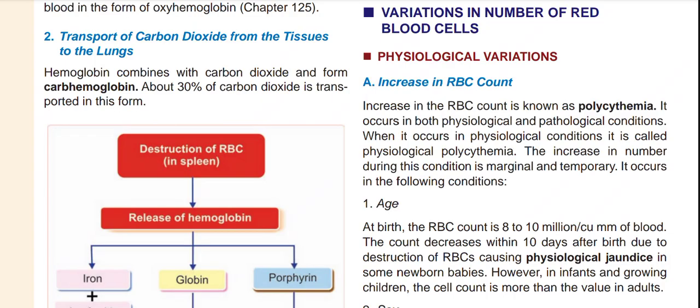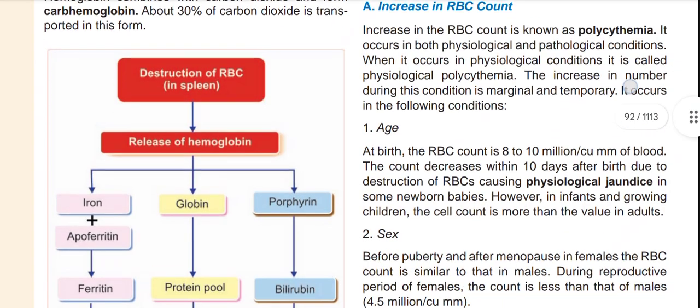It occurs in both physiological and pathological conditions. When it occurs in a physiological condition, it is called physiological polycythemia, and when it is caused by pathology, then it is known as pathological polycythemia. The physiological polycythemia is a temporary or marginal condition. It occurs in the following conditions, like age.